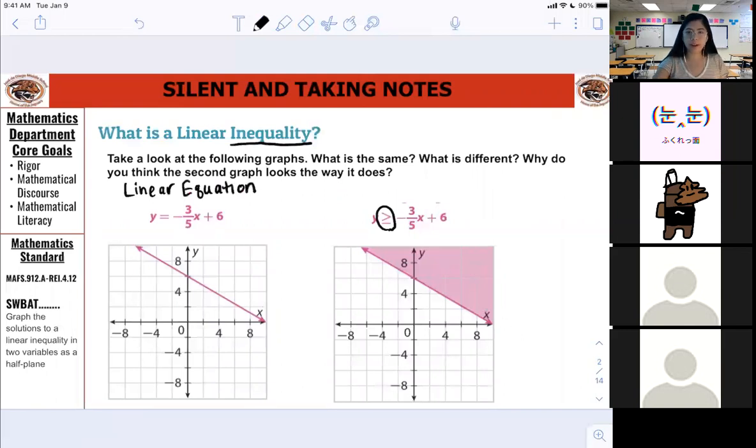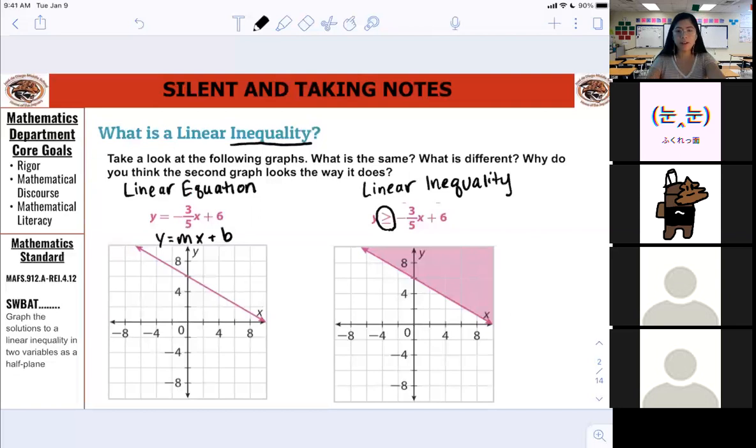What is the slope of that equation? -3/5. -3/5, exactly. This is y equals mx plus b. So we know the slope is -3/5 and the y-intercept is +6. So that's all, we know how to do that. We've done that for the last 3 weeks. But on the right-hand side, I have a linear inequality.